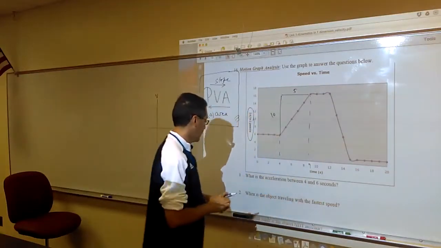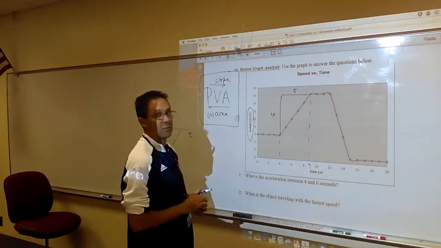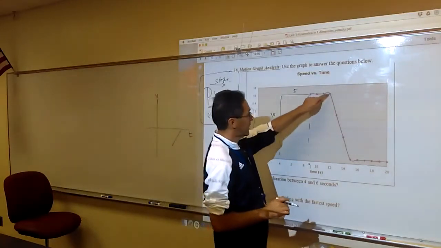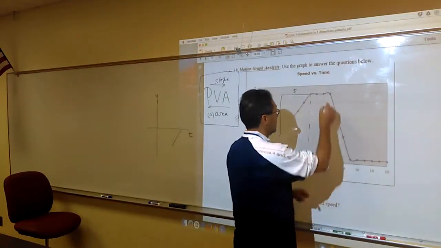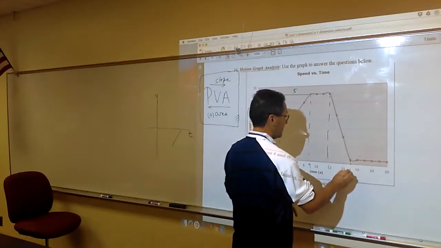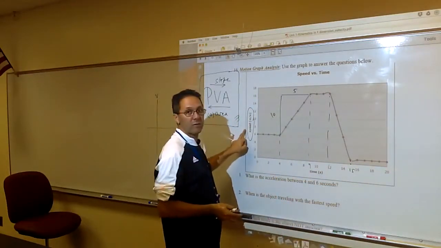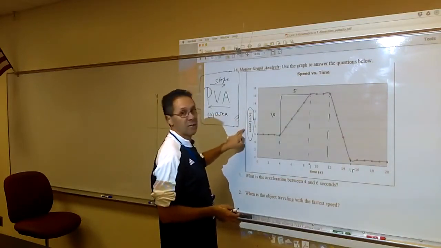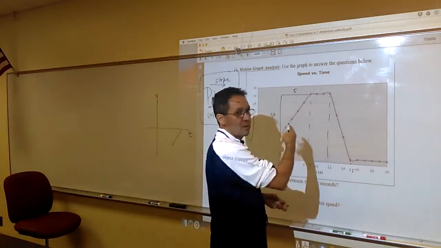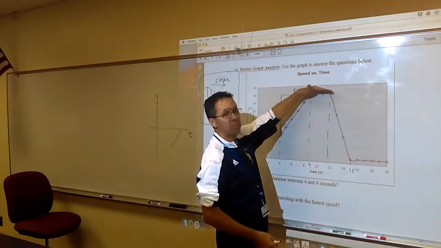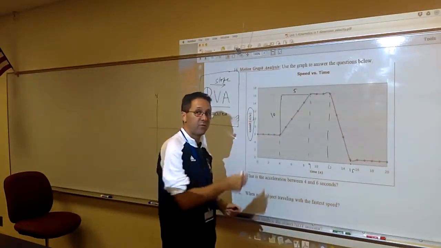The next thing it says, when is the object traveling with the fastest speed? A lot of people make the mistake and say it's traveling with the fastest speed in this time interval here, between 12 and 15. That would be true if this were a position time graph, but this is a velocity time graph. So with a velocity time graph, if you want to figure out your speed, you just read the graph. And your highest values happen to be up here, so it's between 9 and 12 seconds. A lot of people fall for that.